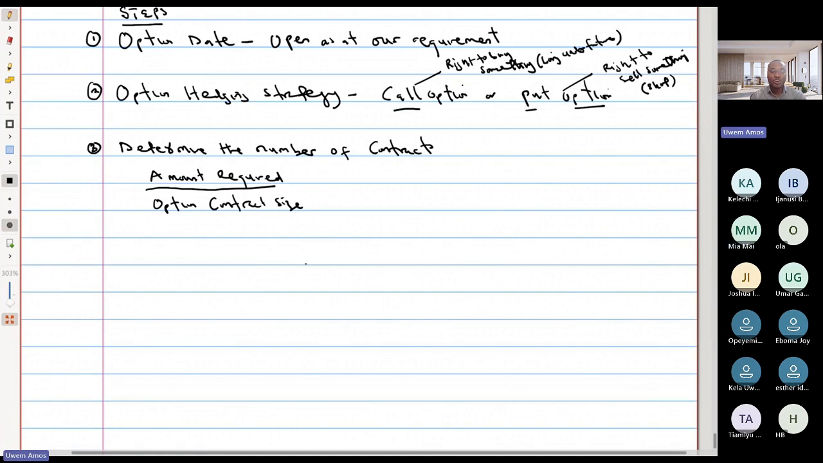Now, sometimes in an option market, you might have more than one option on the date and with the same hedging strategy. What I mean by that is, for example, you take a 5-month option, and the strategy is call. You might have like 3 or 4 or 5 options that have the same date and the same strategy. So in that situation, we need to determine the option to buy.